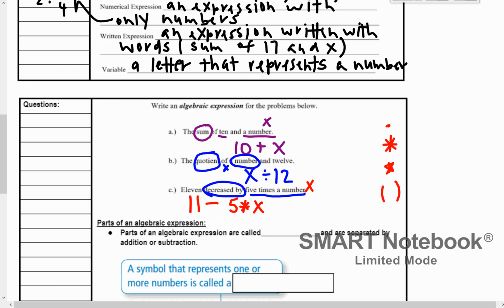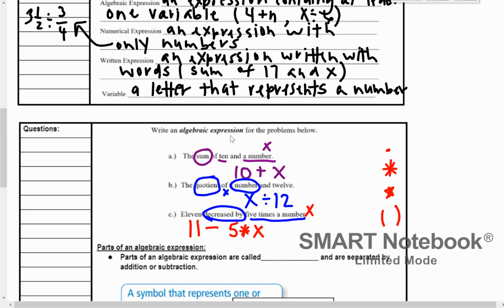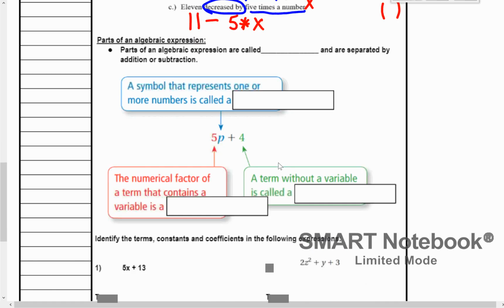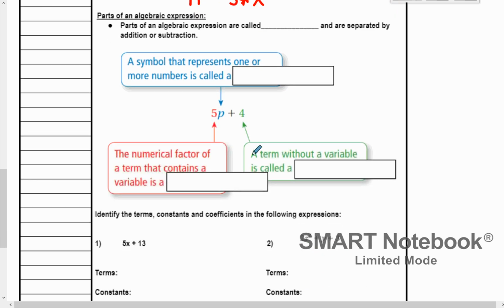All right, and that's how we write algebraic expressions when we are given a written expression. We use those keywords and then the numbers and the variable that they give us. Okay, or the number that we don't know is what our x is. All right. Now we're going to break down the parts of an algebraic expression. Okay, so an algebraic expression has different parts. So for example, this is a type of algebraic expression, 5p plus 4. It has at least one variable. Okay, so a symbol that represents one or more numbers, this p is called a variable. We already talked about that.